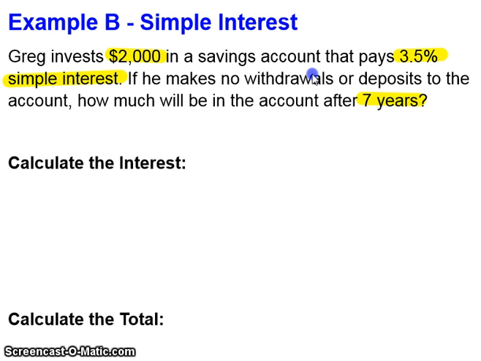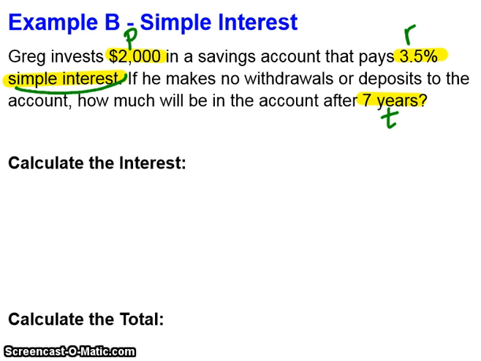And after I've highlighted, what I want to do now is write on top of each thing that I highlighted. I want to go ahead and write what they mean. 2,000 will be my principal. That's what I'm going to put in that savings account. 3.5 would be my rate. And 7 years would be my T for time. So let's go ahead and solve this one.